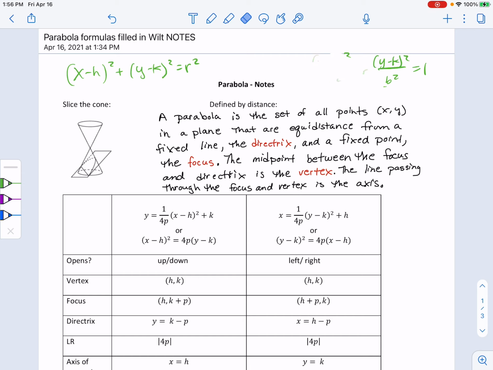Okay, first I'm going to erase these. We don't need them. Let's not get our notes confused. It says a parabola is a set of all points (x, y) in a plane that are equidistant from a fixed line, the directrix, and a fixed point, the focus. The midpoint between the focus and the directrix is the vertex. The line passing through the focus and the vertex is the axis.